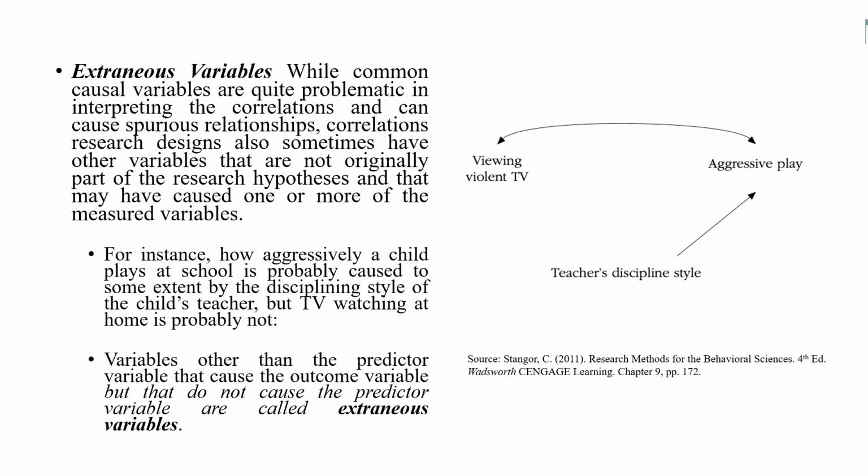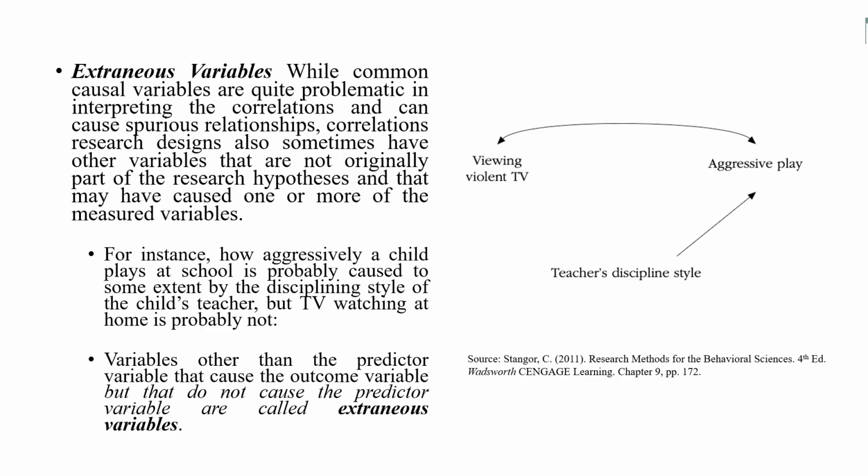What are the other problems? Common causal variable, reciprocal causation, reverse causation, all of that. There are also sometimes extraneous variables. While common causal variables are obviously quite problematic in interpreting correlations and can cause spurious relationships, correlational research designs sometimes also encounter other variables that were not in the original research design. You were not talking about them.